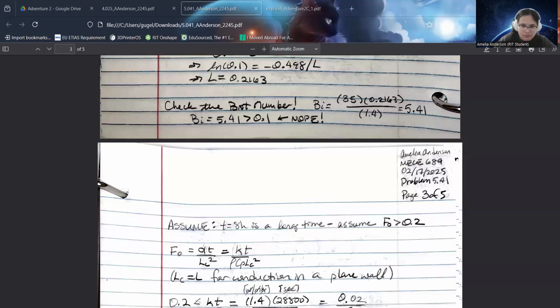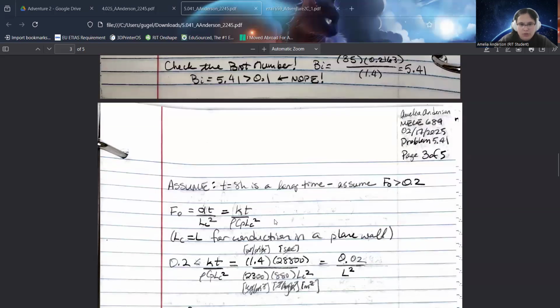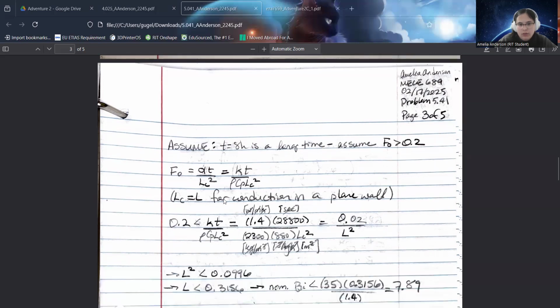Quality of life: we're going to assume the Fourier number is greater than 0.2. We know that Fourier is alpha t over L_c squared, which is k t over rho c_p L_c squared. For conduction in a plane wall, L_c is equal to L, so we're still good on that part. We just want to see approximately what L we need for a Fourier number greater than 0.2. So we do k t over rho c_p L_c squared, plug in all the numbers, and make sure your units cancel. If they don't, something's wrong. We get that the Fourier number has to be at least 0.02 over L squared.